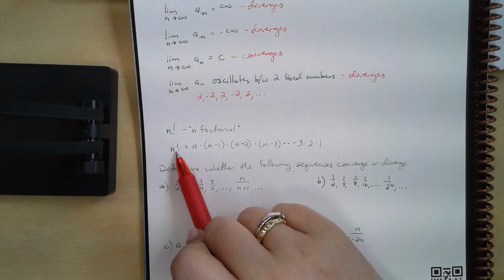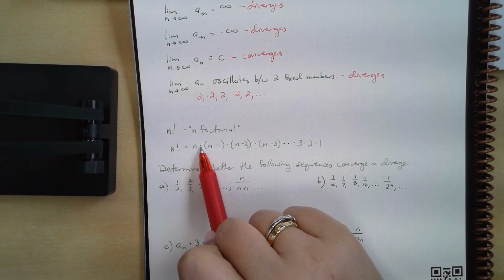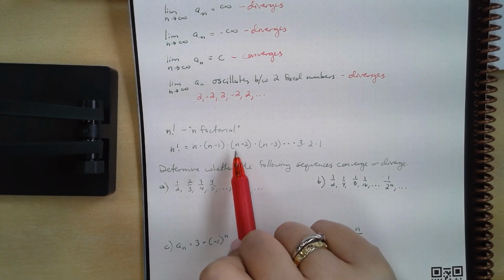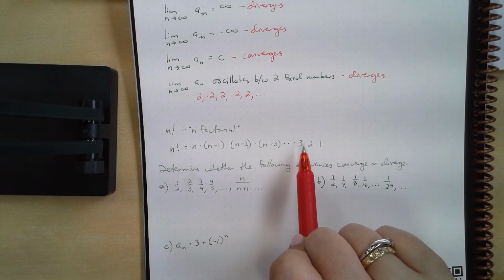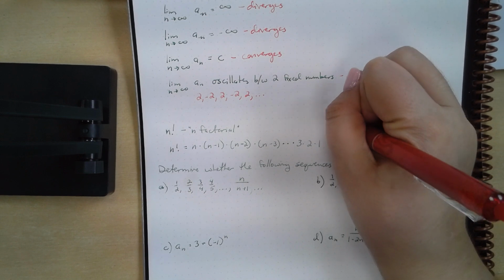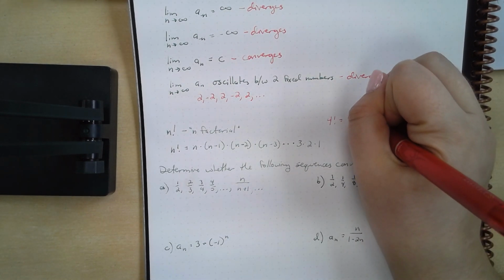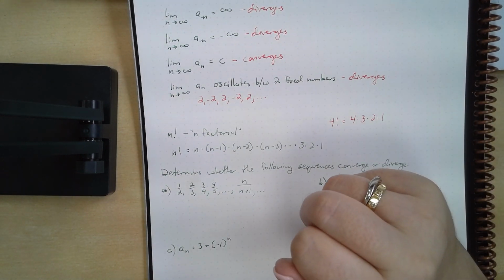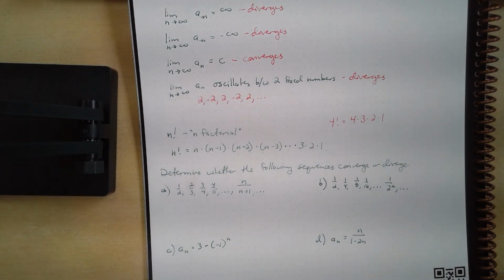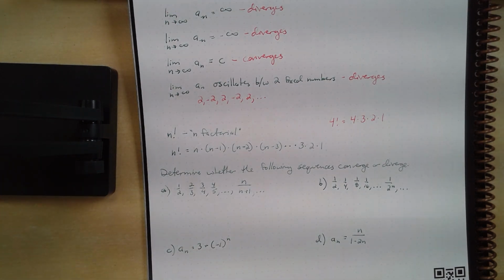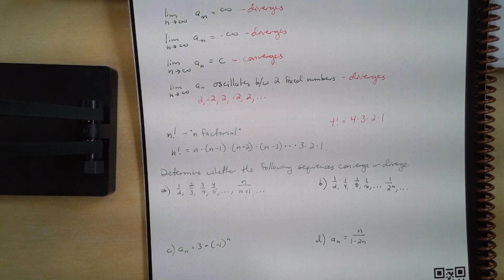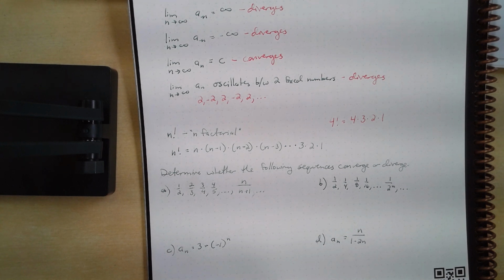So n factorial is equal to n times n minus 1, the previous term, times n minus 2, the previous term, times n minus 3, the previous, all the way down to 3 times 2 times 1. Okay, so 4 factorial would be equal to 4 times 3 times 2 times 1. Factorials are used in statistics, if you're in a stats class, to find the number of ways to arrange things. We're going to be using those as we progress.